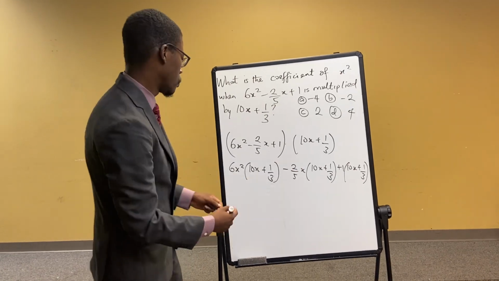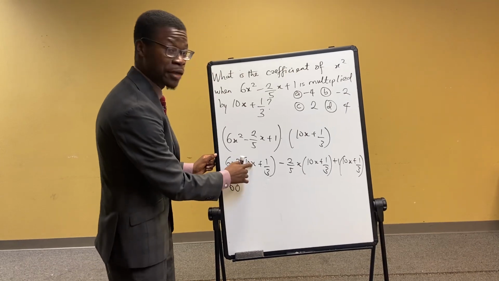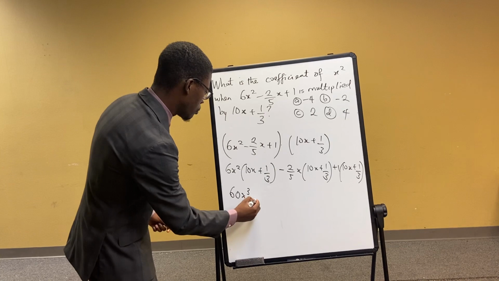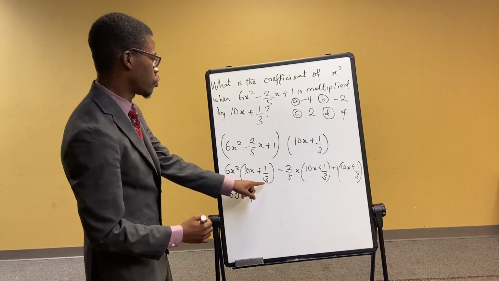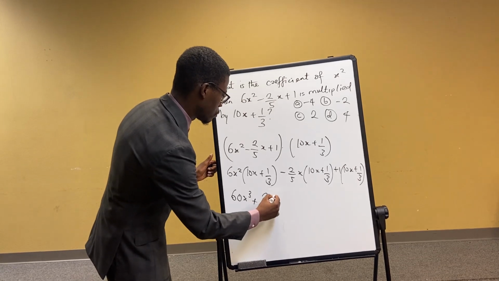All right, so 6 times 10 is 60. X squared times x is x cubed, right? Plus 6 times 1 over 3. 3 goes in 6, you have 2x squared.